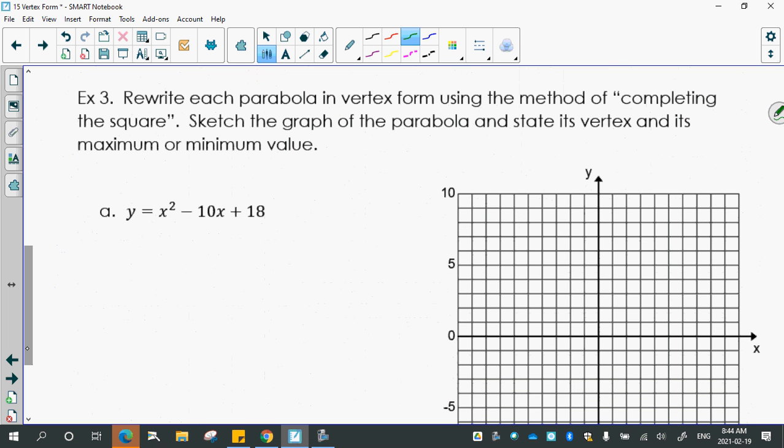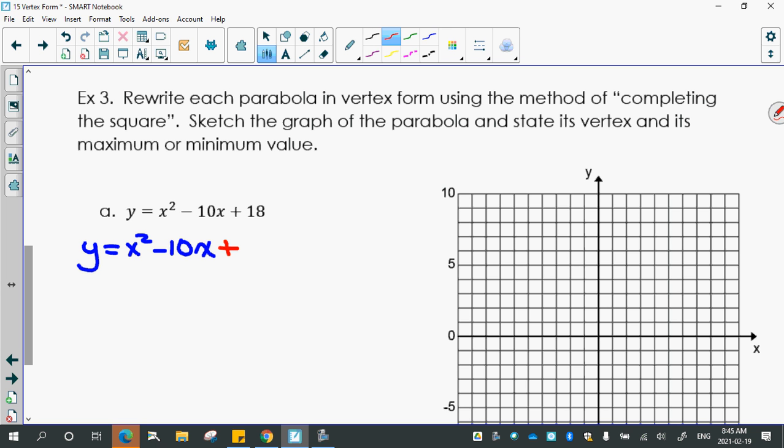Rewrite each parabola in vertex form using the method of completing the square, which is what we just did. Sketch the graph of the parabola and state its vertex and its maximum or minimum value. Okay? All right, so our first one. We start off y equals x squared minus 10x. And then I want to add something that makes the first 3 terms a perfect square trinomial.